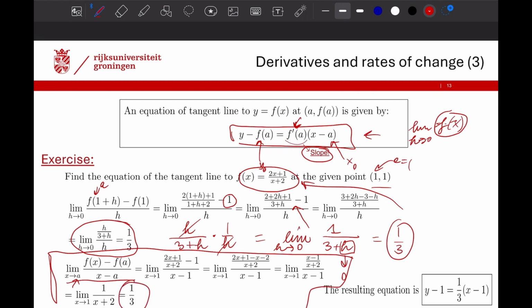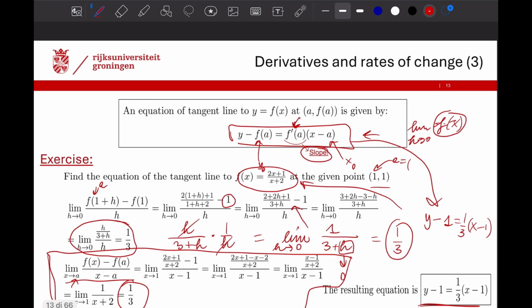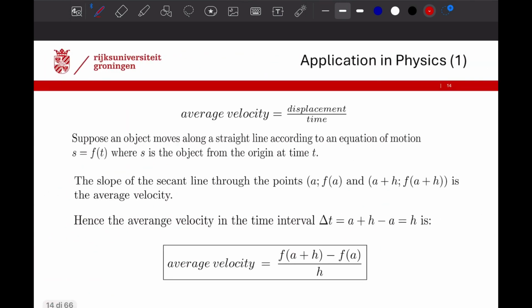So once we found the slope, then it's very easy. We just plug in here. We have y minus f of a, that's the y coordinate of our point. So y minus 1 is equal to the slope, or f prime evaluated at a, that's 1 over 3, times x minus the x coordinate of the point, which again is 1. And this is the equation. This is the equation of the tangent line that we were looking for.